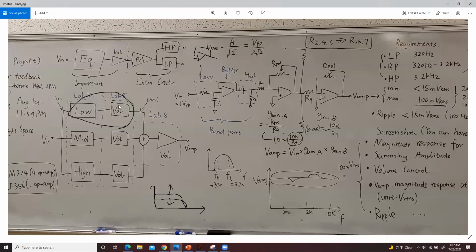So that's how you test each individual circuit. And you can use the same method to test the band pass filter and also the high pass filter. And for the summing amplifier, there's another way to test it.